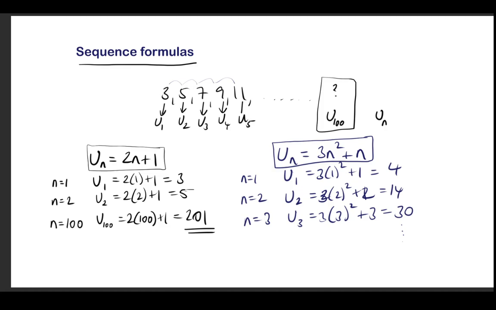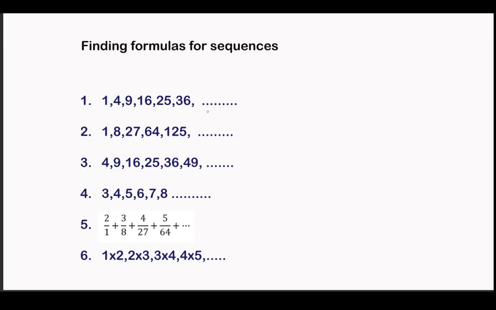Okay, so let's have a look at some different types of sequences that we should easily be able to find the formulas for. And these are the ones you kind of have to spot or work out for yourselves. Okay, so let's look at the first one. Well, from yesterday we should spot that these are the square numbers.